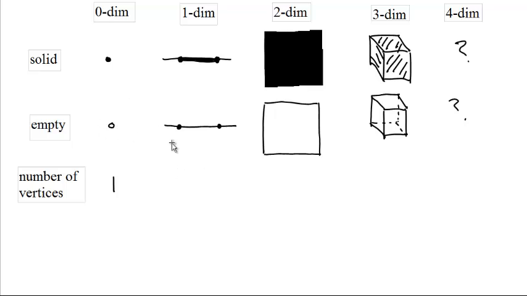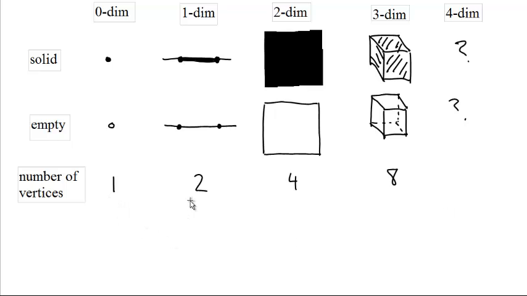But these get easier. A 1-dimensional box has 2 vertices, the left endpoint and the right endpoint. A 2-dimensional box has 1, 2, 3, 4 corners, 4 vertices. A 3-dimensional box has 1, 2, 3, 4 on the bottom, and 1, 2, 3, 4 on top for a total of 8. And now we think, what is the pattern here?